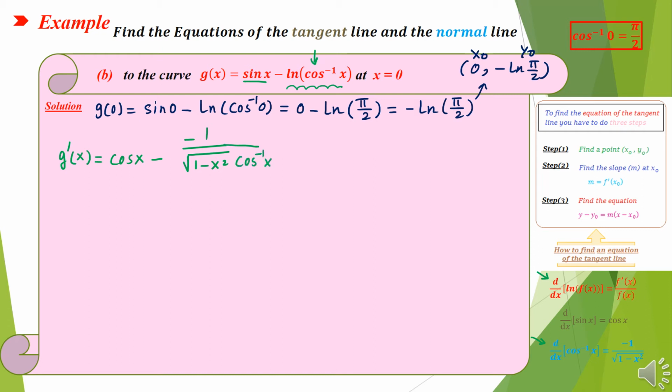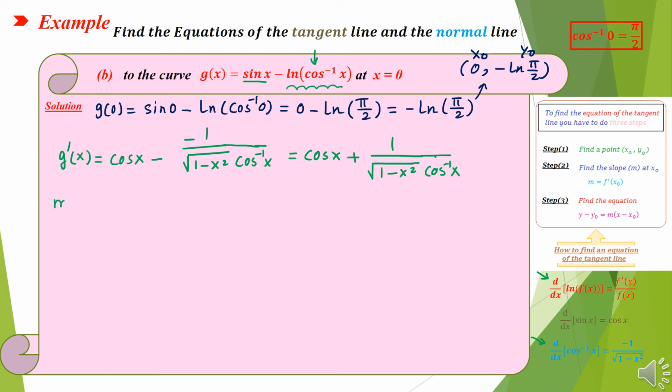cosine inverse of x. By simplifying, you will get cosine x plus 1 over square root of 1 minus x squared multiplied by cosine inverse of x. Now you have to plug in the value of x equal to 0 in the derivative function.